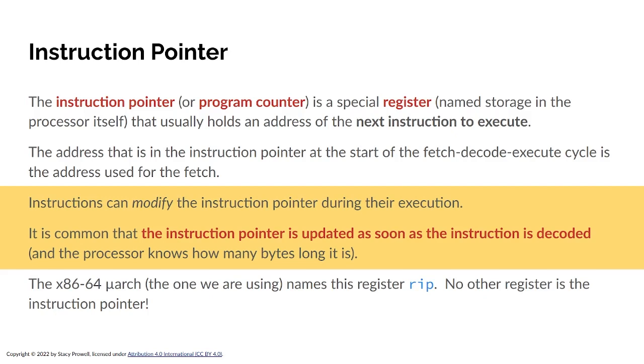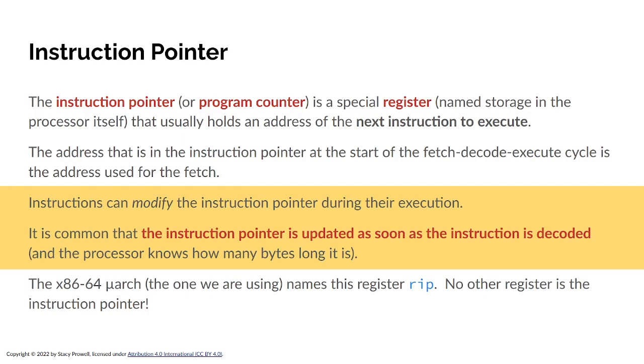Along the way, I mentioned the instruction pointer. This is a very important little thing. It's a register, which is basically a named piece of storage in the processor. And this one's special. The instruction pointer, sometimes called the program counter, is a special register that holds the address of the next instruction to execute. That's almost always the way it's implemented.